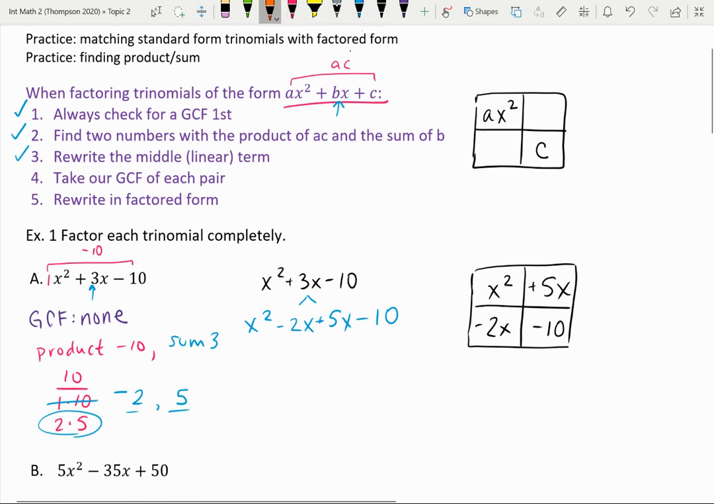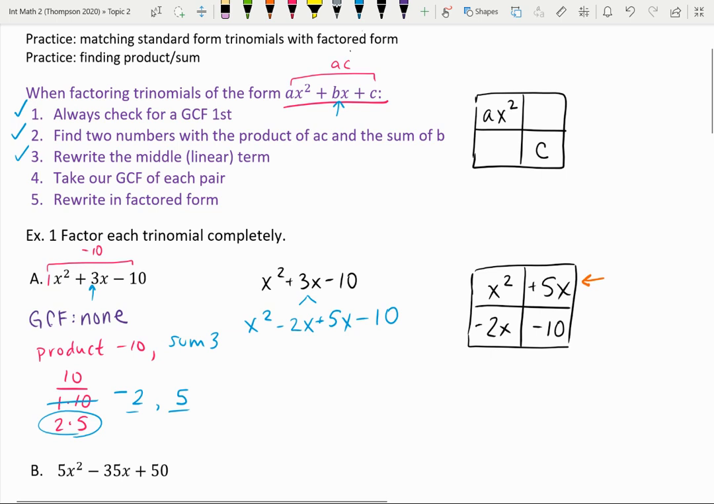My next step is to factor out the GCF out of every set of numbers. So my strategy here is I'm going to look at the first row, I'm going to take out the GCF. I'm going to look at the second row, take out a GCF. I'm going to look at the first column, take out the GCF, and the last column, take out the GCF. So here we go.